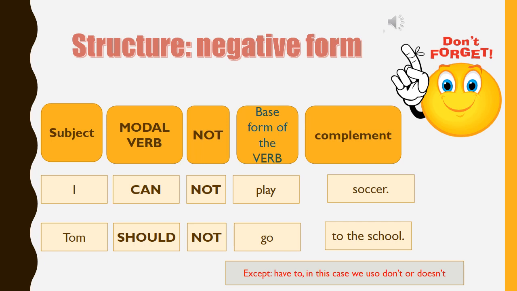For all the modal verbs it is the same rule, except have to, because have to is like a verb, so we are going to use in this case don't or doesn't according to the person. For example, I have to go to the school. In negative form it is I don't have to go to the school. This is the exception of the rule.